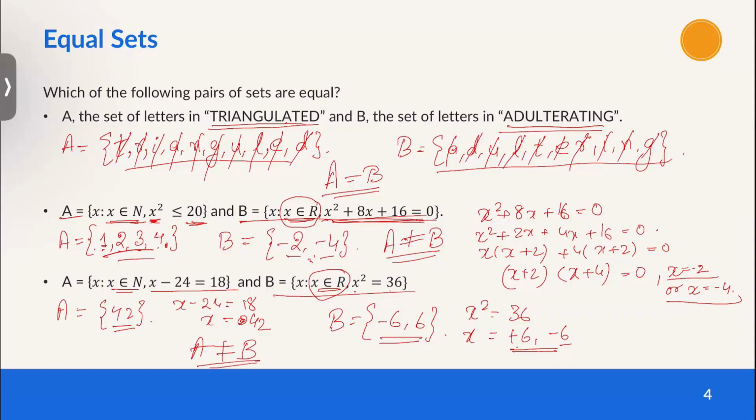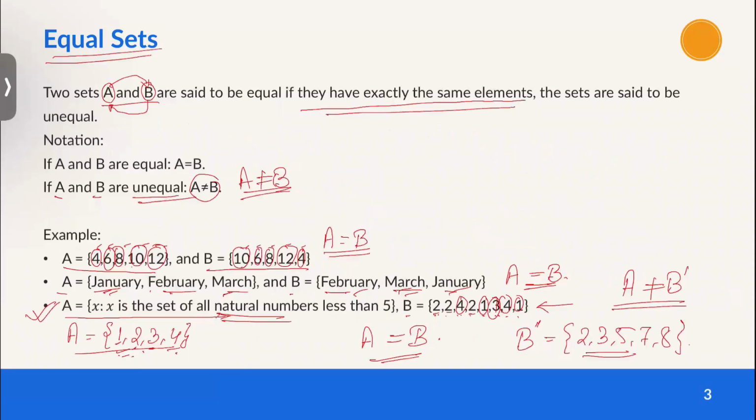So in these two slides, we have seen what equal sets are. Again, I'll revise. Two sets A and B are said to be equal if they have exactly the same elements. The elements of A should be exactly the same as the elements of B. Only then will we say that A and B are equal sets.